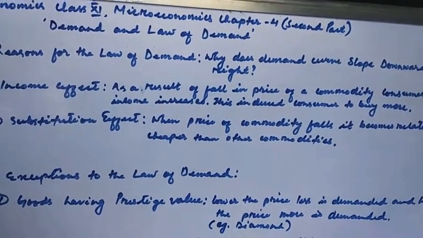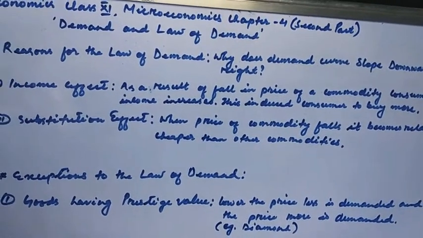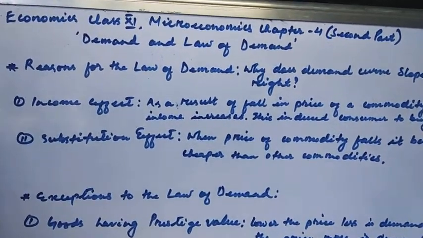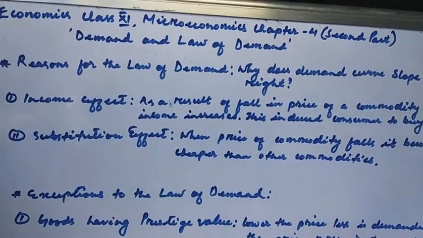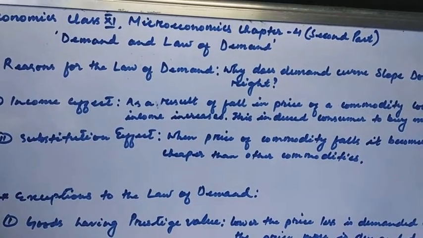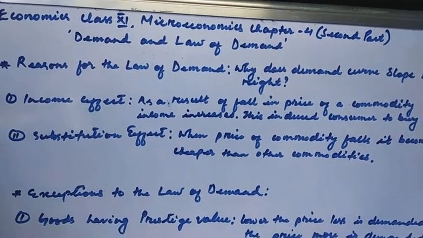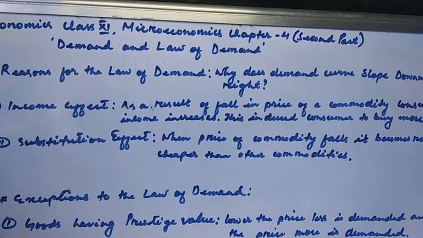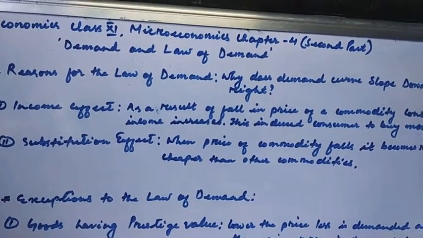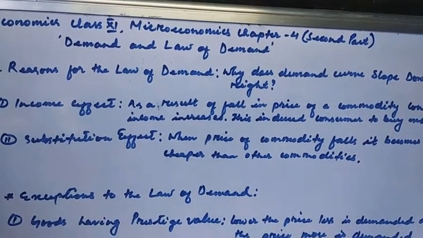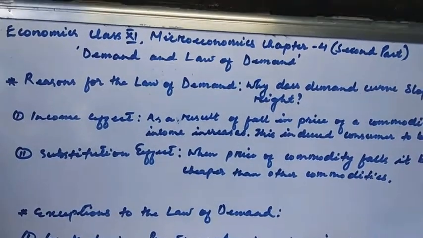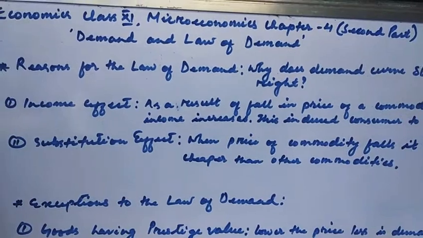We shall explain through the help of two concepts, that is income effect and substitution effect. But basically, it is because of the inverse relationship between the price and the quantity demanded that we face the downward sloping of a demand curve, or the law of demand. So we shall see the validity of the law of demand through these two concepts, income effect and substitution effect. The first one is income effect.